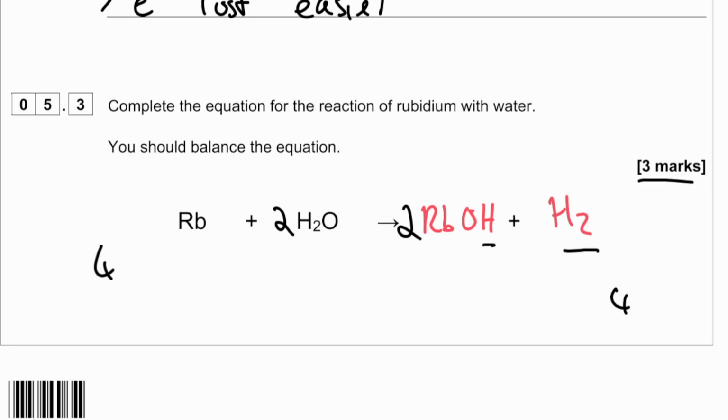That's great. Now we have changed the number of rubidiums on the right hand side. We've got 2 rubidiums on the right hand side now, and only 1 over here. So you need to put a 2 in front of here.